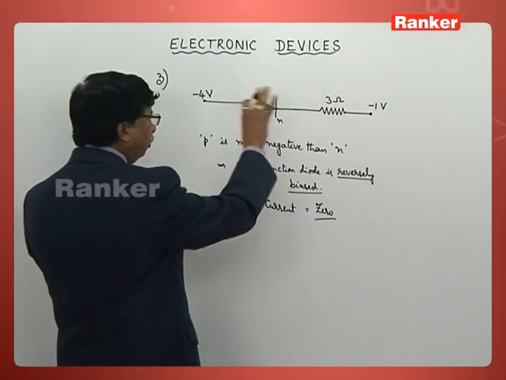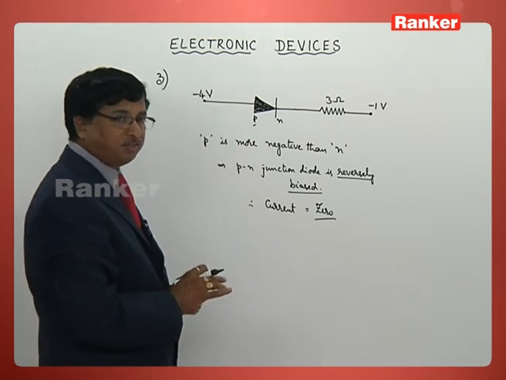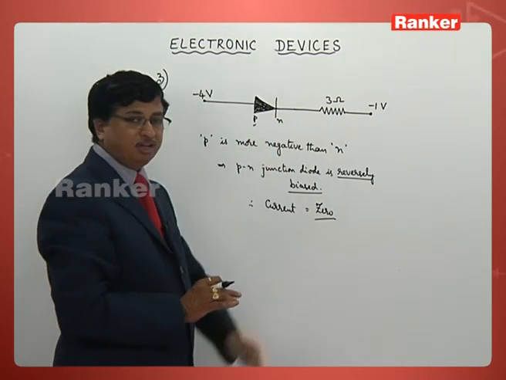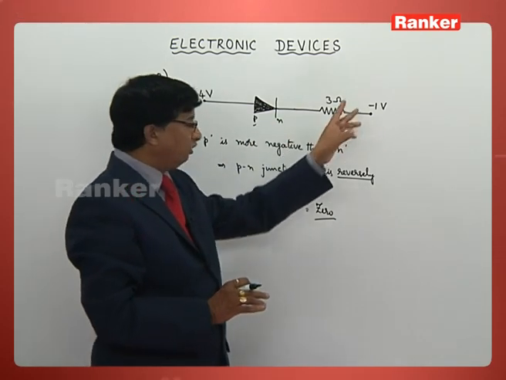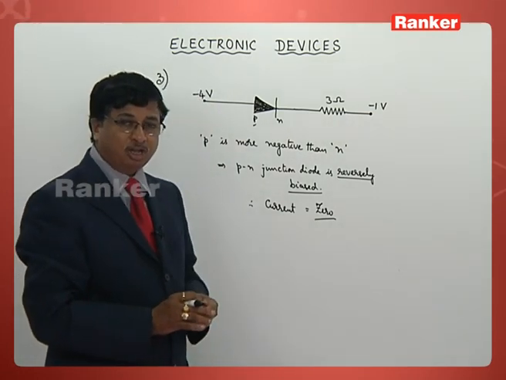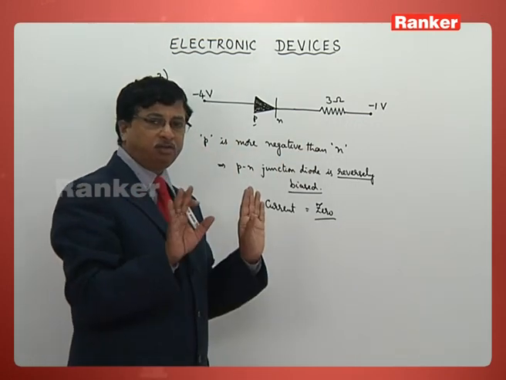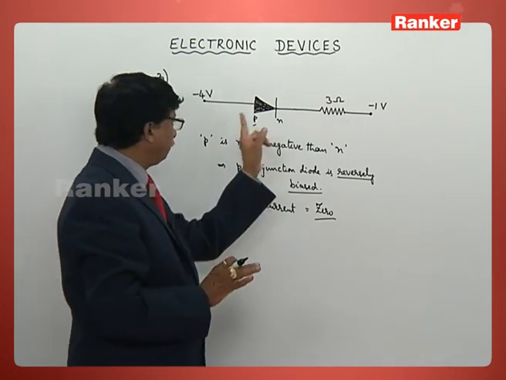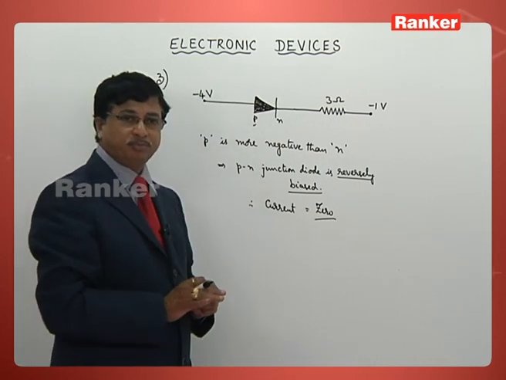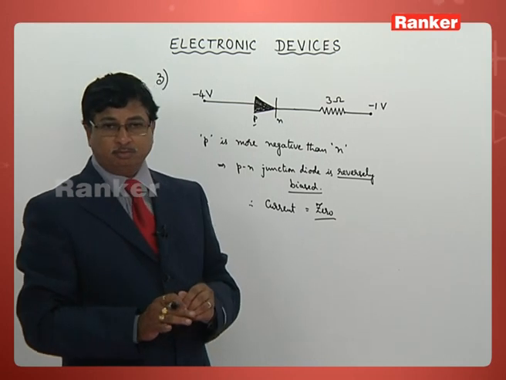The moment you look at it, you can understand everything. Identify at what potential this P is existing now, and at what potential that N is existing now. N is at minus 1 volt potential and P is at minus 4 volt potential. One should understand that P is more negative than N. That itself is an indication that this PN junction in particular is reverse biased. In reverse biasing, it doesn't conduct anything, we know that very well.